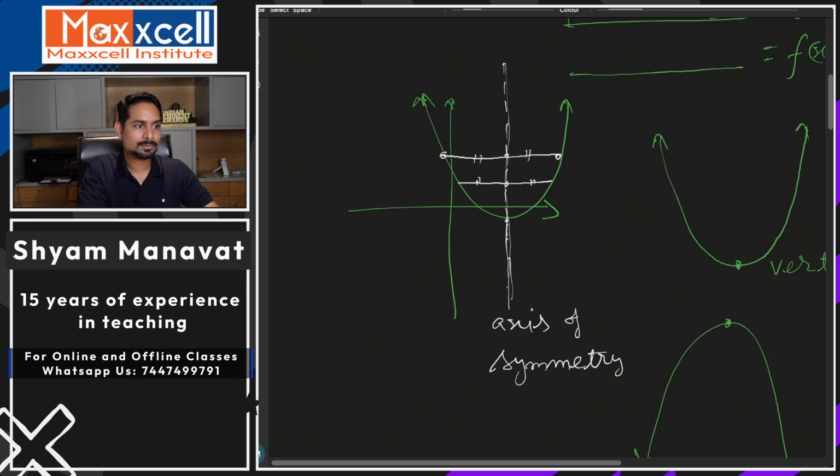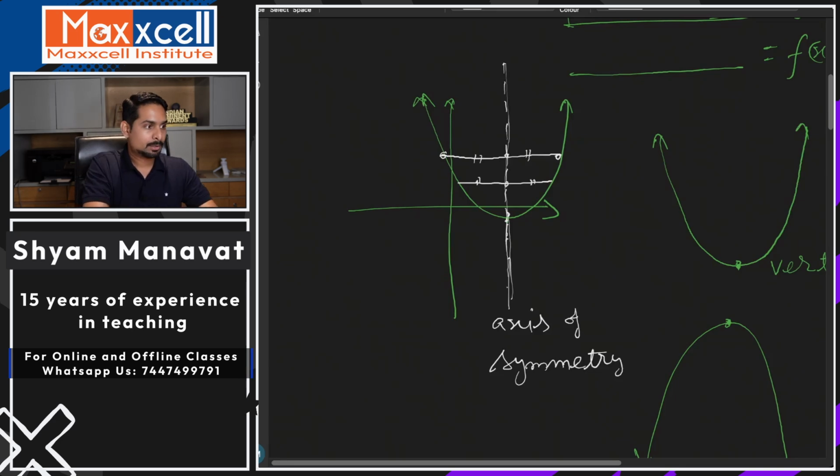Axis of symmetry. It means the parabola will be equal on both sides. That means suppose if this is the parabola and if you fold this, it will overlap. If you fold the parabola along the axis of symmetry, it will overlap.